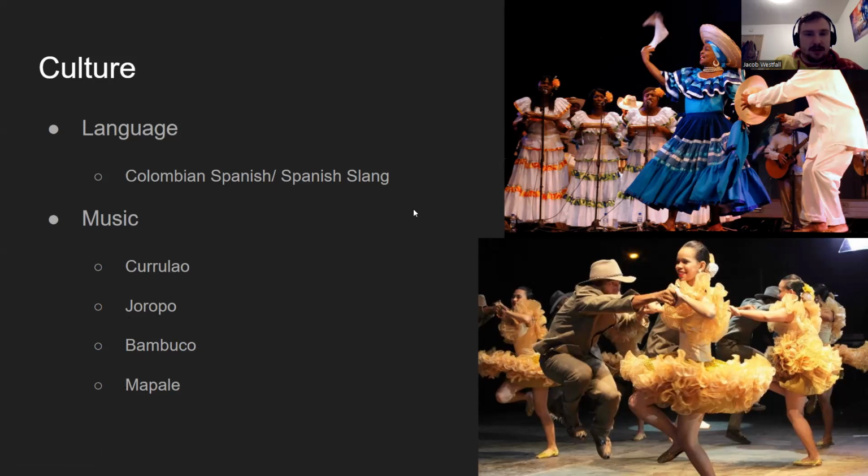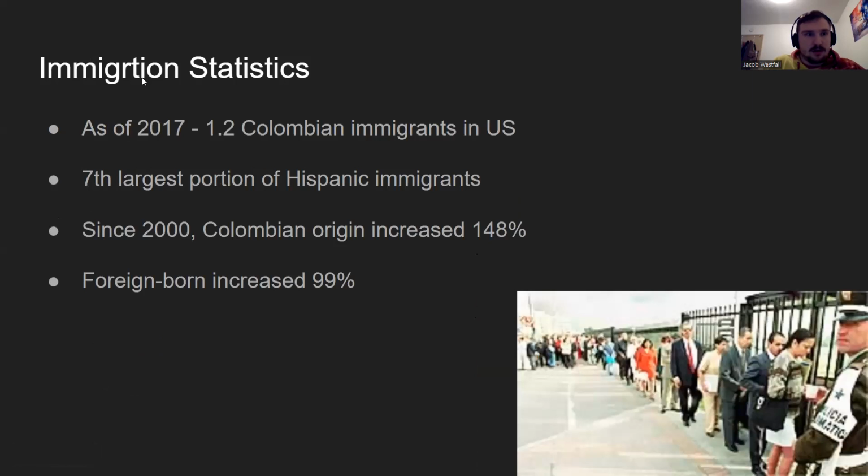Joropo is more of an upbeat swing kind of music, as you can see in this photo here. They're dancing a lot more wildly and freely. And then bambuco and mapale are other similar types of music, more traditional folk music.